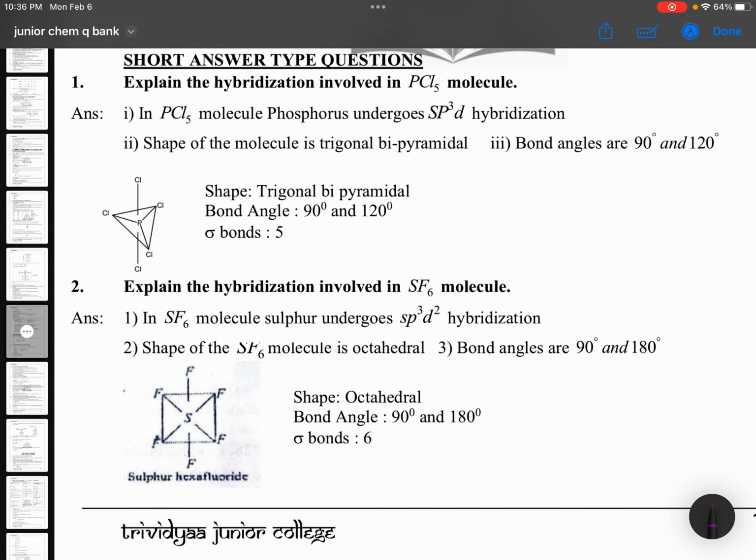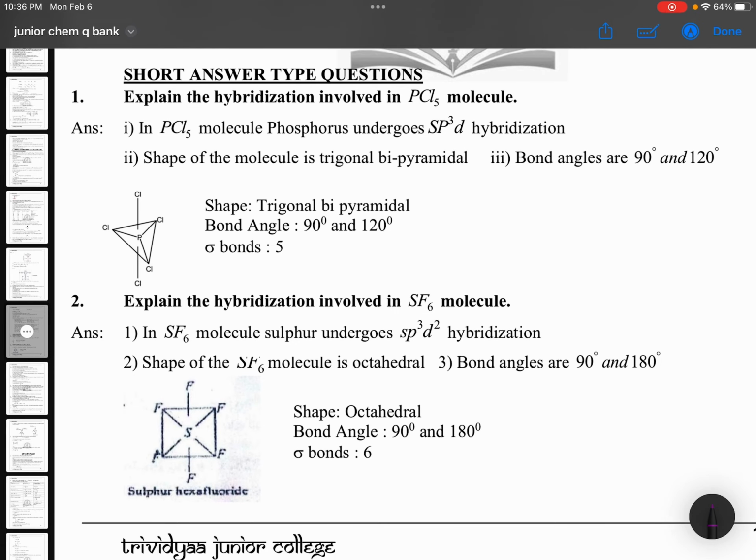CBSE board examinations, intermediate public examinations, chemical bonding, short answer questions. I explain here how to write the answer and the basic idea of the concept. Fine. Explain the hybridization involved in PCl5 molecule and SF6 molecule. These kind of questions will come.